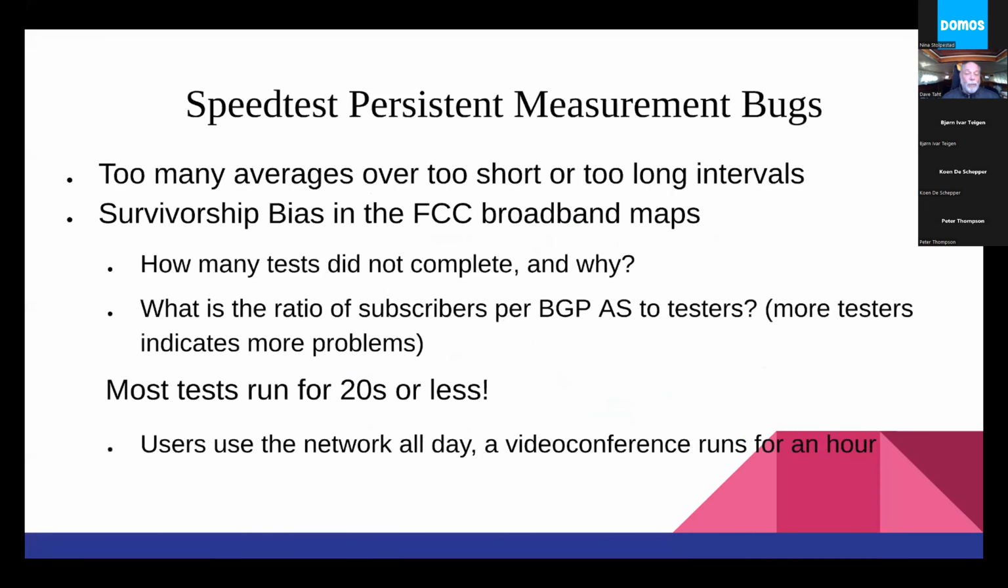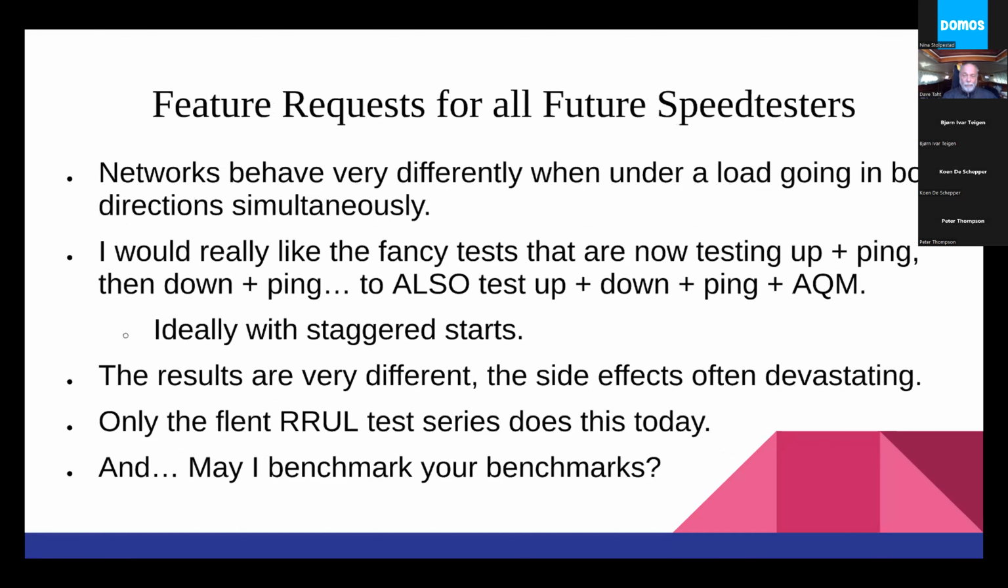So when I look at speed test results, there's too many averages over too short or too long intervals. Been spending a lot of time looking at the FCC broadband data. Core thing, survivorship bias. What triggered you to do a speed test? How many tests did complete? And a good statistic is actually a negative one. Who is not doing speed tests voluntarily? Those are the guys getting good service. And all of the speed tests don't run long enough for my taste.